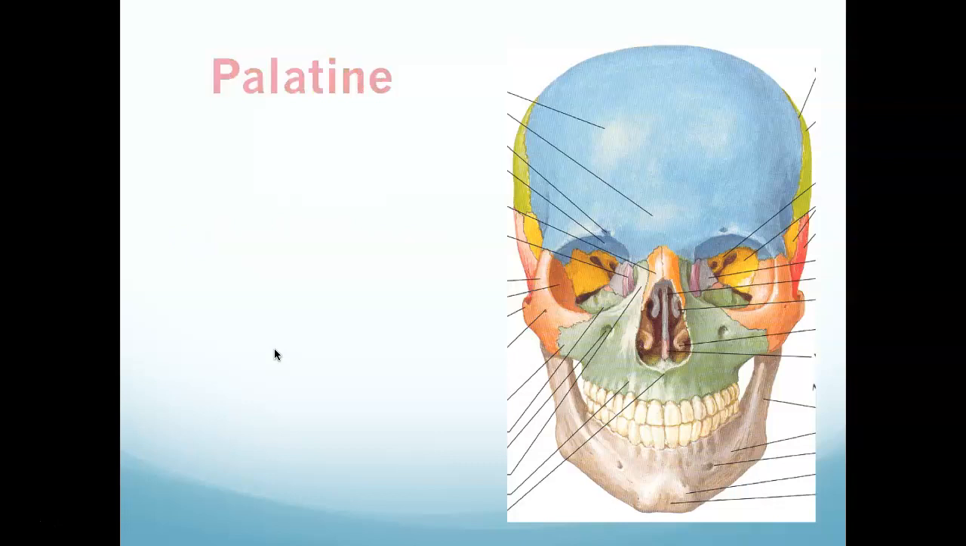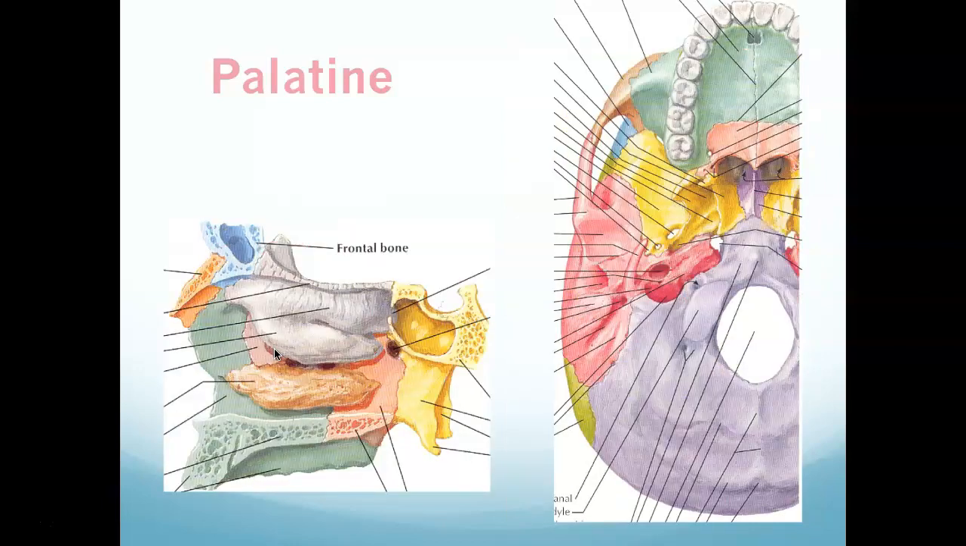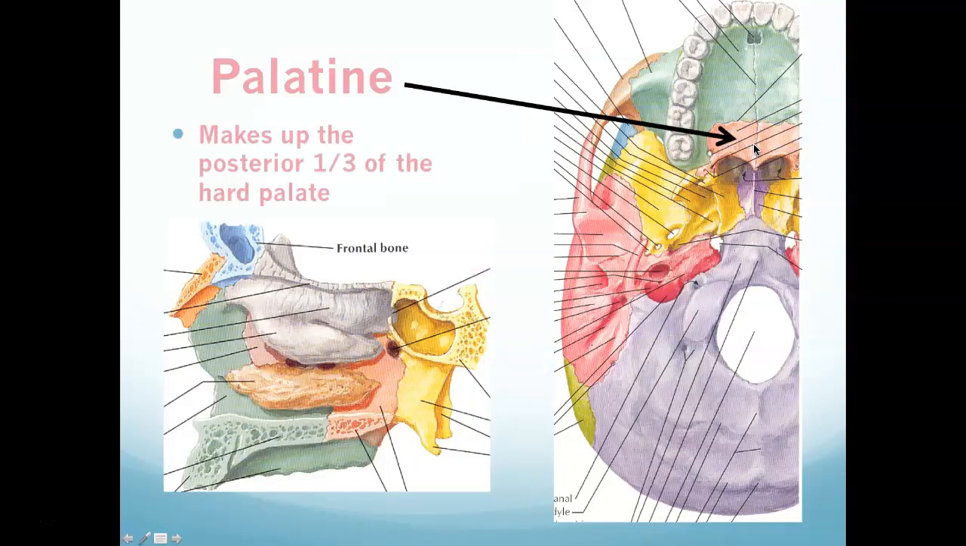Next we have your palatine bone, and this is quite an interesting bone because we can even see it within the orbit. You see it back in here, but really the best view of this is going to be if you look at an interior view of the skull, you'll see that it makes up the posterior 1/3 of your hard palate. And this is another sagittal cut view, where you could see that it makes up that posterior 1/3 of the hard palate. What makes up the anterior 2/3 of your hard palate is going to be your maxilla.